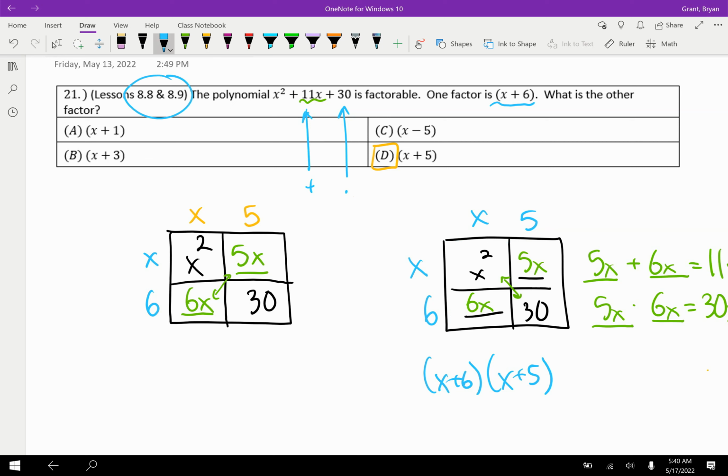If you really want a good in-depth look at factoring, go back to lessons 8.8 and 8.9. There's lots of practice in there. If you need more practice, just let your teacher know. Super important factoring. You'll use it in geometry. You'll use it in Algebra 2. You'll use it in pre-calculus. You need to know it.